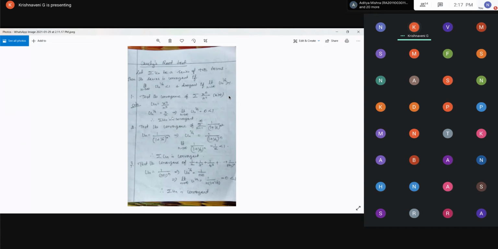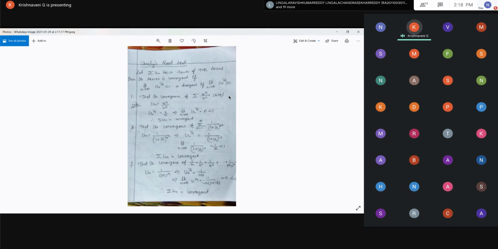Are you understanding? Yes, ma'am. Now limit n tends to infinity, that is n approaches infinity, un power 1 by n equal to what? What will come? 0. 0 means less than 1. If un power 1 by n is less than 1, it means convergent. Summation un is convergent. Is it clear? Yes, ma'am.